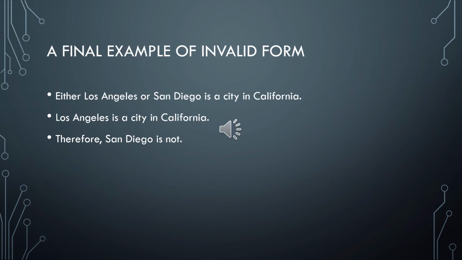Here's another example, and our final example, of an invalid argument form. Either Los Angeles or San Diego is a city in California. Los Angeles is a city in California, therefore San Diego is not. So here what we're trying to conclude is that something is not the case because one of the alternatives in the first premise is fulfilled. But this is clearly an invalid argument. Both of the premises are true, but the conclusion is clearly false.